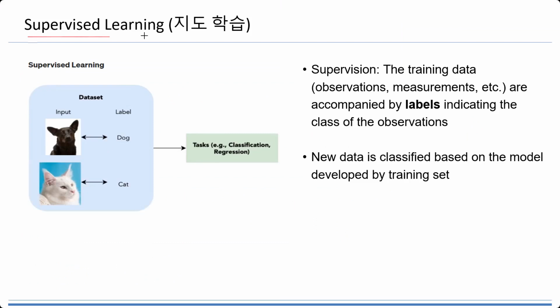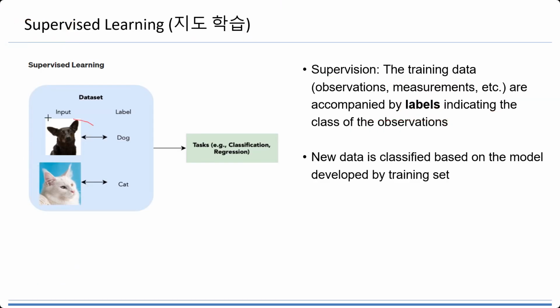There is a concept we call supervised learning, or maybe in Korean, they call it 지도학습. We call this supervised, 지도. It means there is a supervision. Every data, the training data, or we call it observations, or measurements, are accompanied by labels. So if you have data with labels, then it indicates the class of the observations.